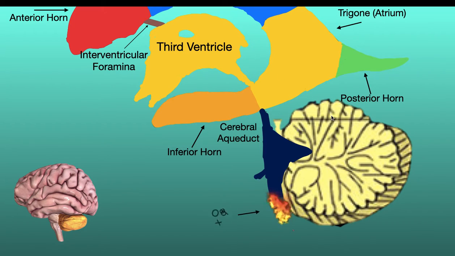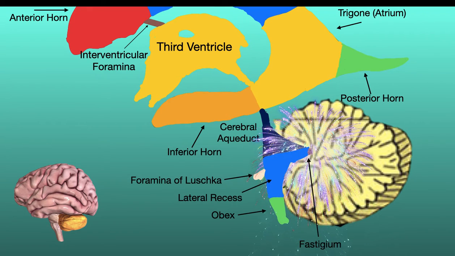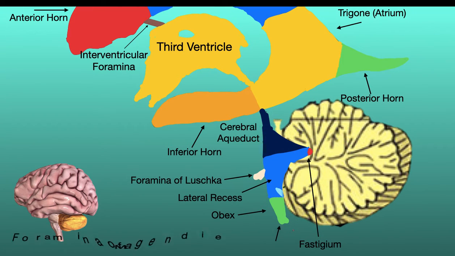Okay, so the parts are the obex, then we have the lateral recess, the foramina of Luschka, and the fastigium, and the foramina of Magendie. So the obex connects the fourth ventricle to another part which is below it. I haven't put it here, and that's called the central canal, which leads all the way down to the spinal cord. Then the lateral recess is like these extensions.